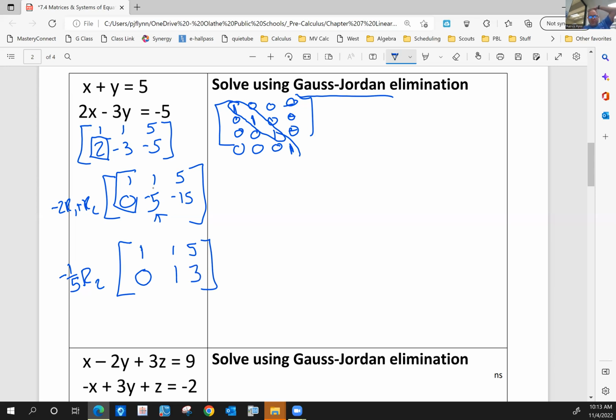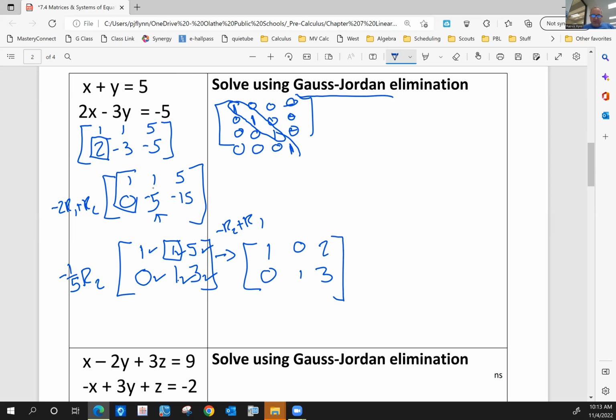So normally we would stop here, but now we need to go a little bit further. And now we need to get this number to be a 0. And so our bottom row is this. And then let's see, I think I would do negative row 2 plus row 1. So 0 plus 1 is 1. This becomes -1 plus 1 is 0. Times this by -1 is -3. -3 plus 5 is 2.